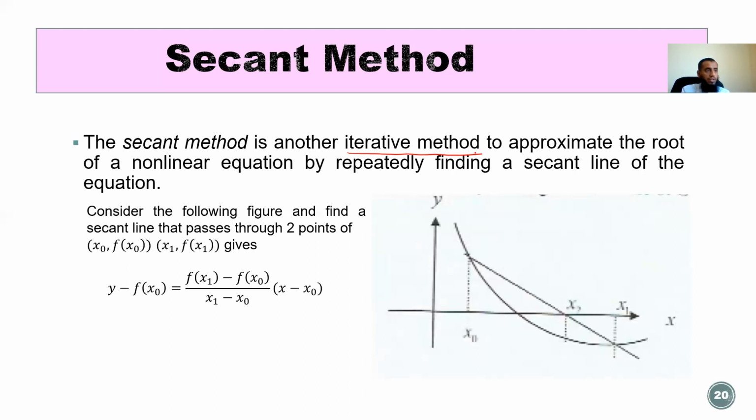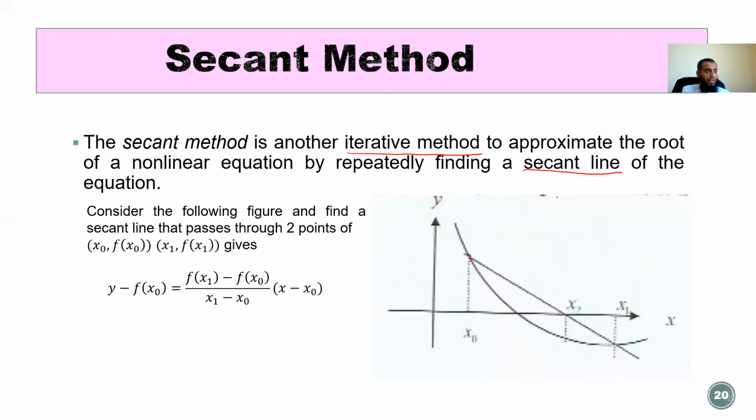Okay, so another term here is the secant line. Who knows the secant line? The secant line is actually the linear line over here, which passes through and intersects the curve at two points. One is over here, and the other is over here. That is the secant line.